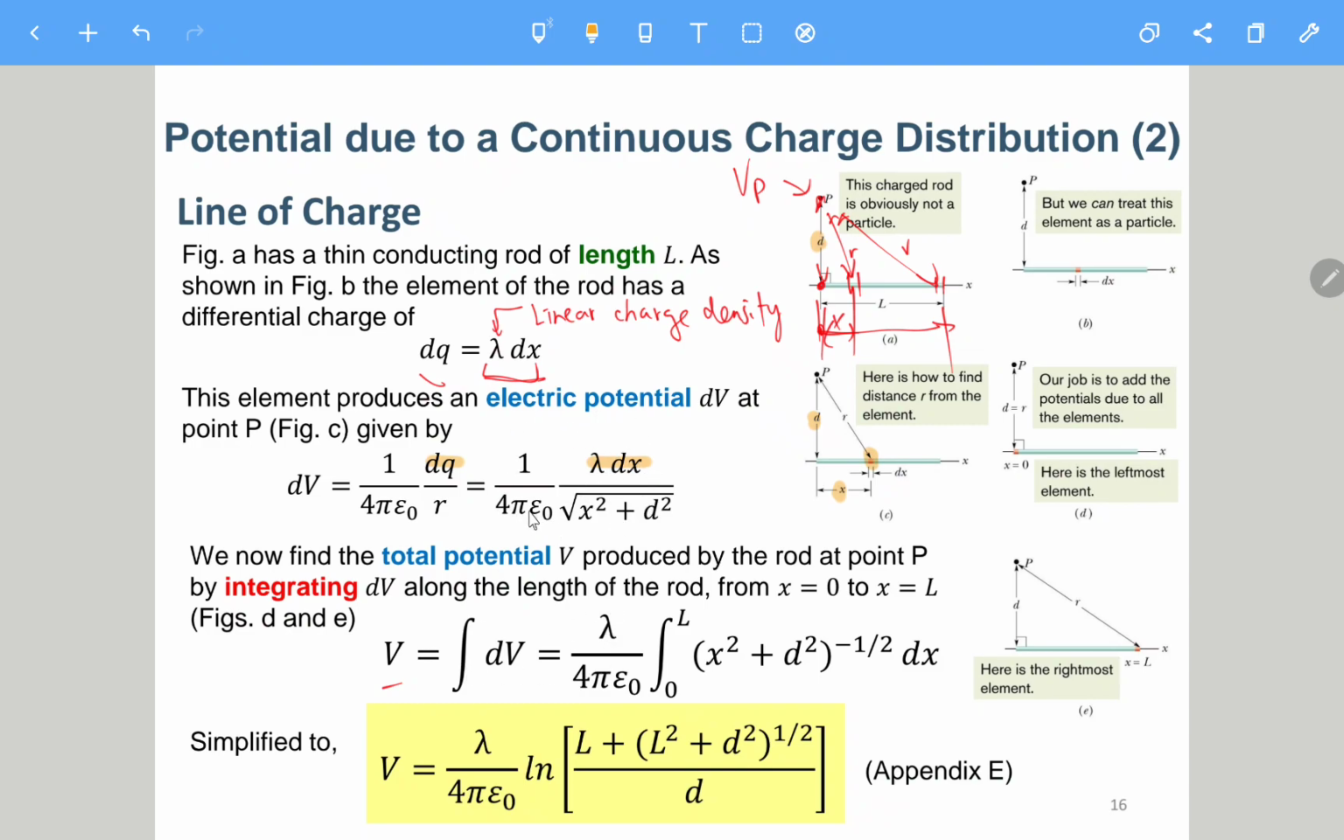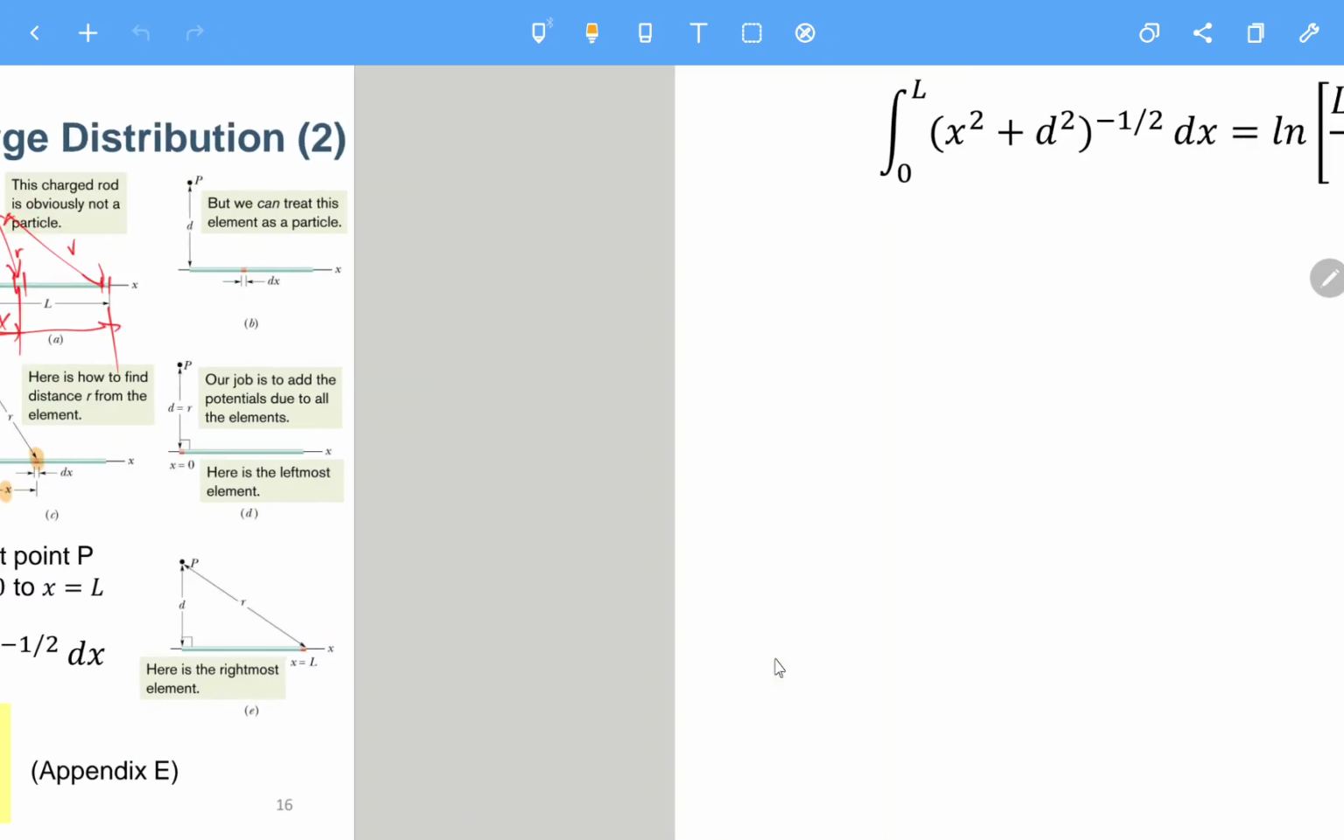So we have lambda over 4 pi epsilon naught here, and then we have dx over this square root. So 1 over this square root is like the negative 1/2 power, like this. According to Appendix E, the expression is like this. But let me show you how to use calculus to find this integral.